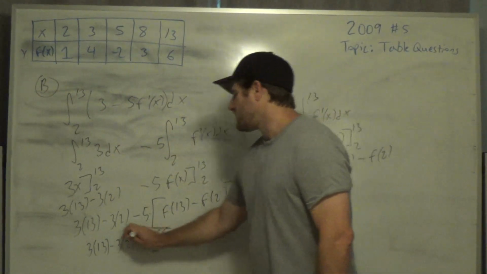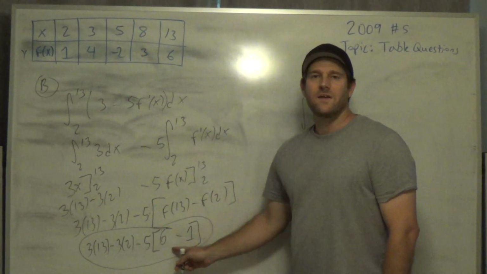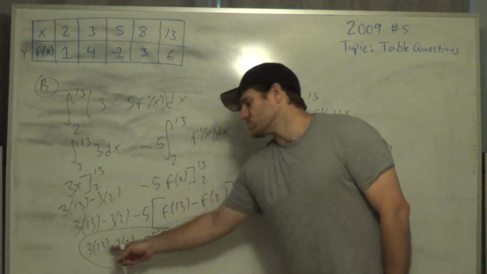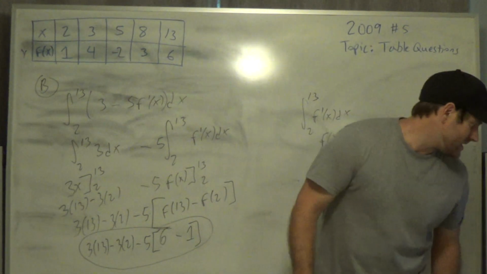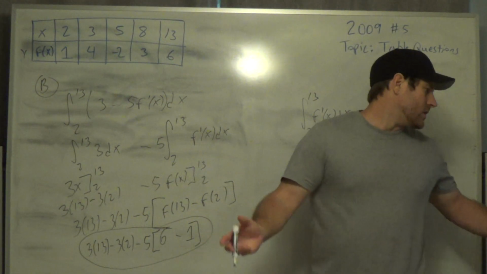If you wanted to simplify it, great. There is no reason to. You know, that's 5. 5 times 5 is 25. This was 33 minus 25, which is 8. Yeah, the answer is not even 8, it's 18.